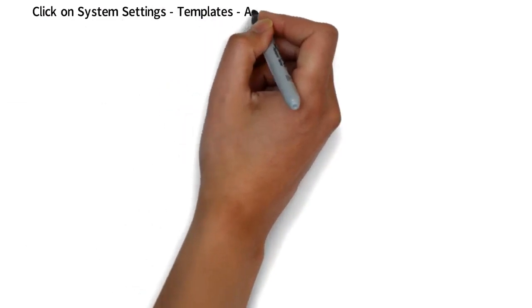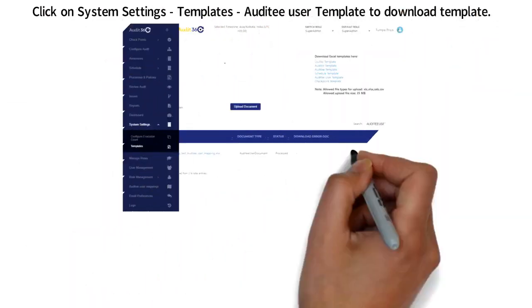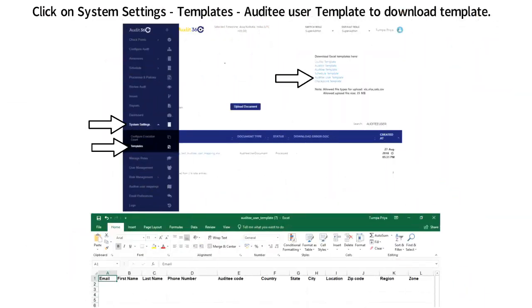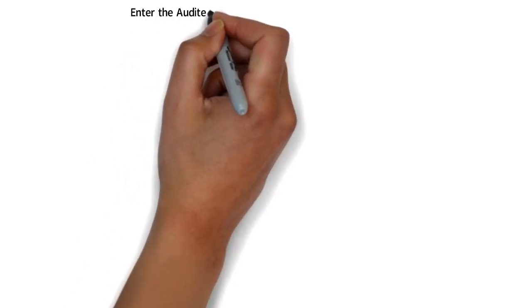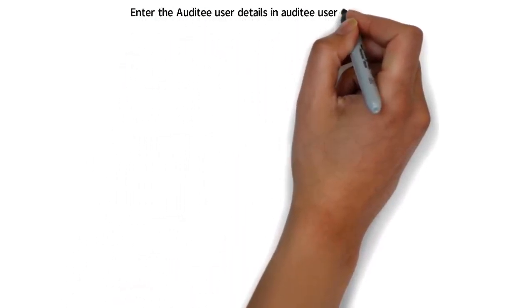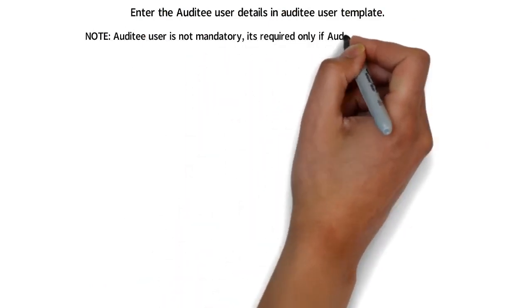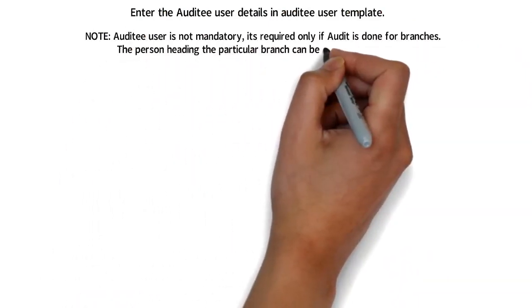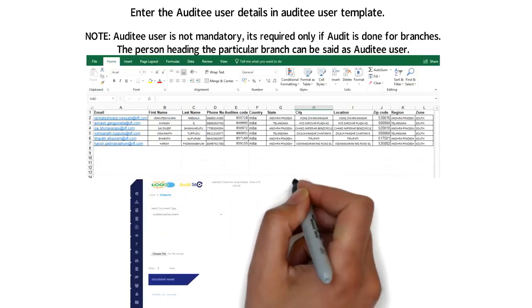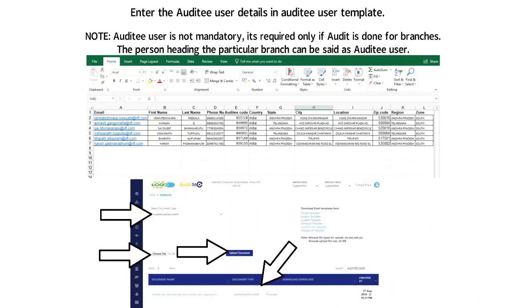Click on System Settings, Templates, Auditee User Template to download template. Enter the auditee user details in Auditee User Template. Note, auditee user is not mandatory. It's required only if audit is done for branches. The person heading the particular branch can be said as auditee user.